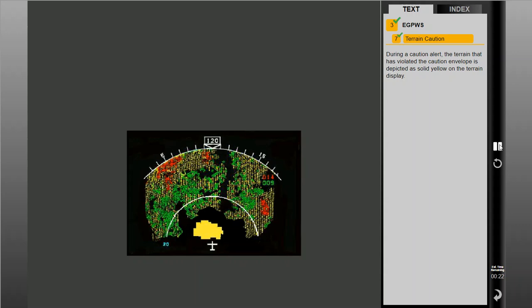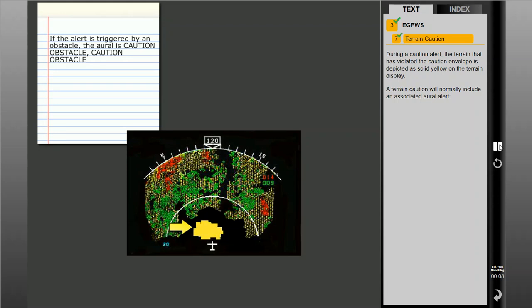During a caution alert, the terrain that has violated the caution envelope is depicted as solid yellow on the terrain display. A terrain caution will normally include an associated ARL alert. "Caution, terrain." The ARL warning will repeat for as long as the aircraft remains in the caution envelope.